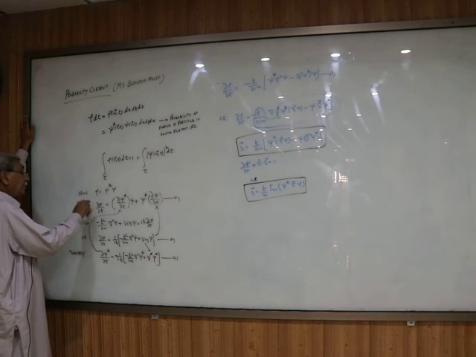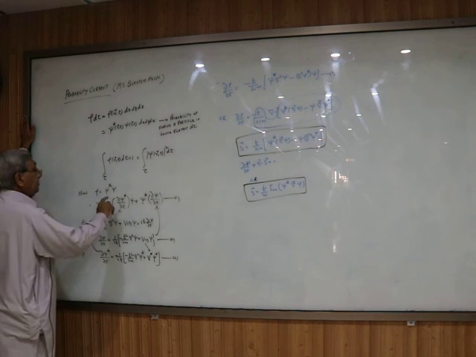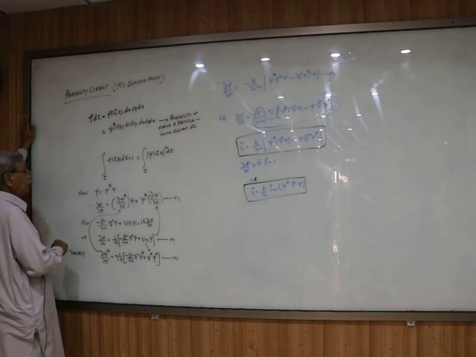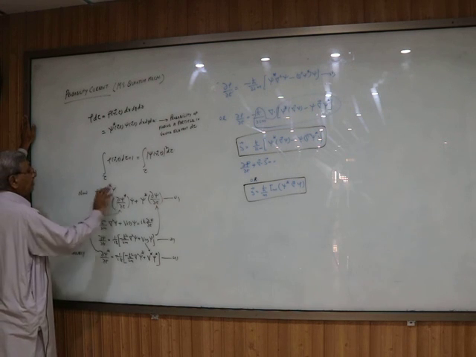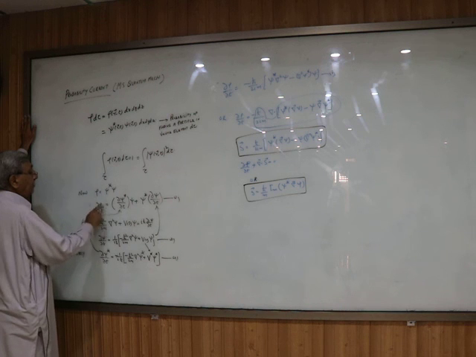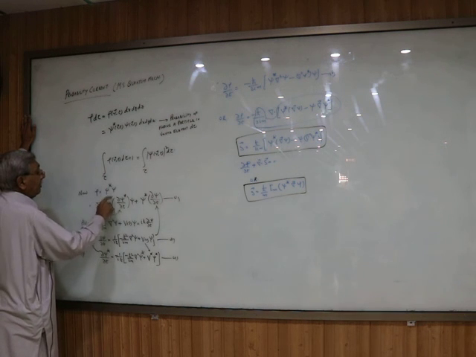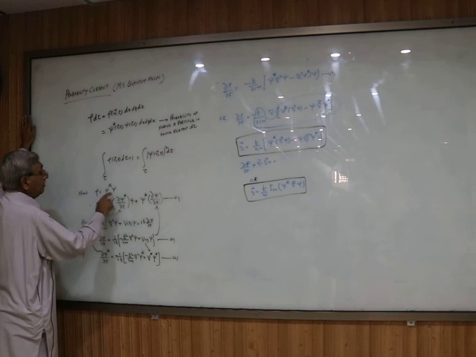I have differentiated it. This is u and that is v. So what I have done, by u into v, I have differentiated this, derivative of this into this, plus this into derivative of that.